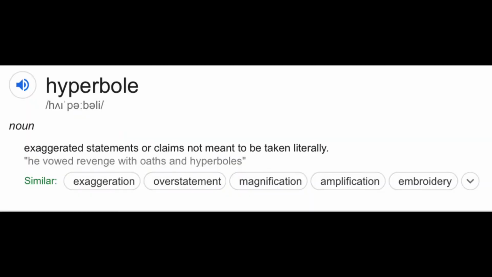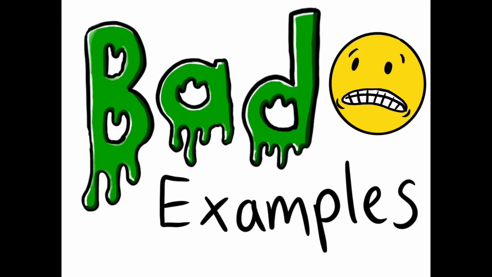What is hyperbole? The dictionary definition says, exaggerated statements or claims not meant to be taken literally. The ideas or sentiments presented are not meant to be realistic, they're just there to stress a point. Bad examples of hyperbole. Number 1, be careful.